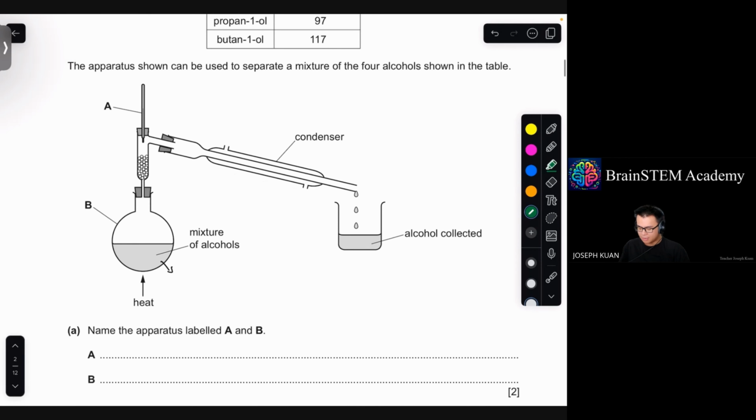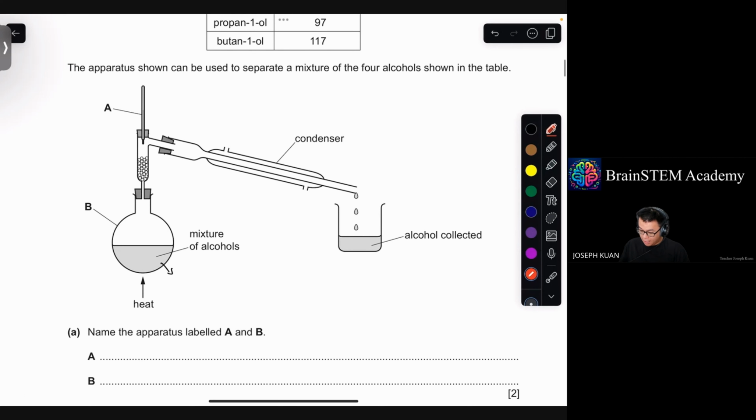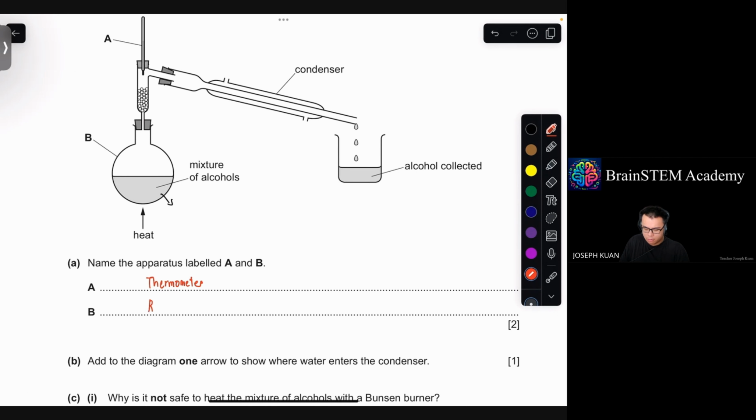A. Name the apparatus labeled A and B. So A is a thermometer, and B is a flask. Specifically, it's a round bottom flask.